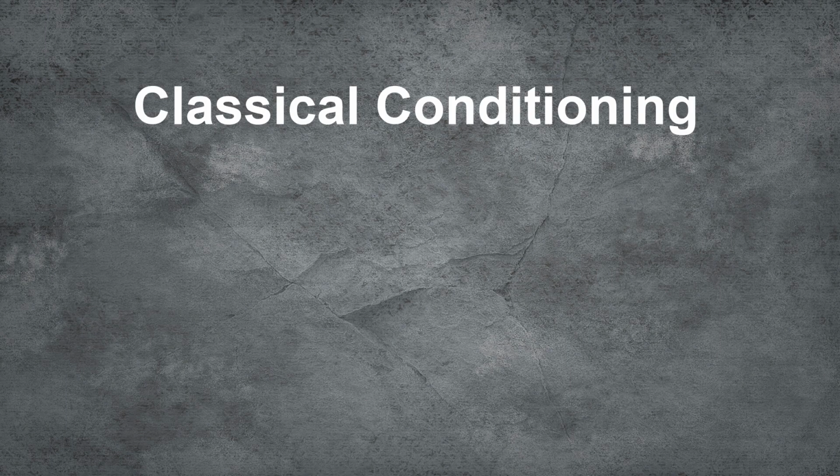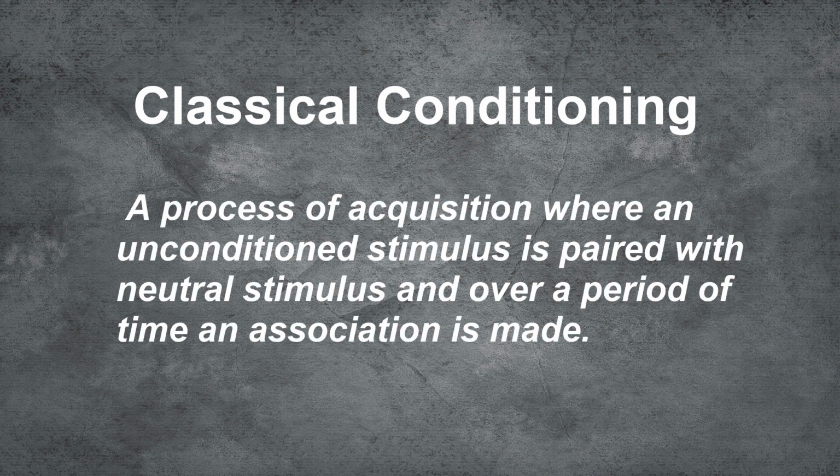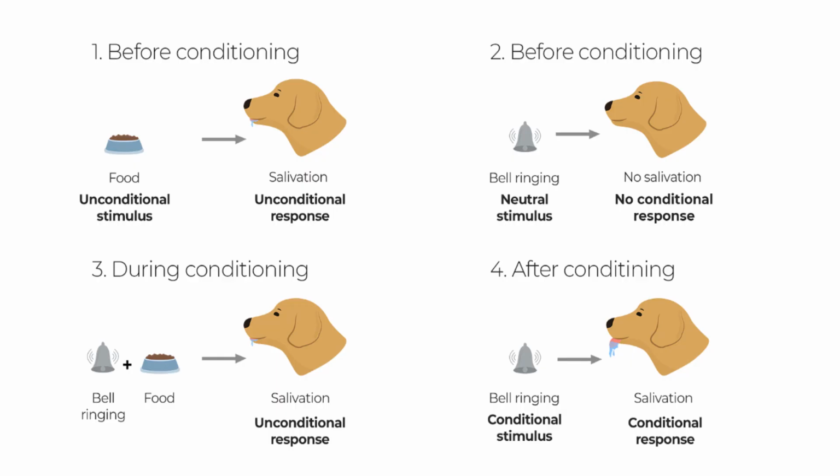So using these terms, we can think of classical conditioning as being a process of acquisition where an unconditioned stimulus is paired with a neutral stimulus, and over a period of time an association is made to the point that the unconditioned response to the unconditioned stimulus now gets paired with the neutral stimulus. Once that association is made, and happens even when the unconditioned stimulus is no longer present, the neutral stimulus becomes a conditioned stimulus, and the unconditioned response becomes a conditioned response.